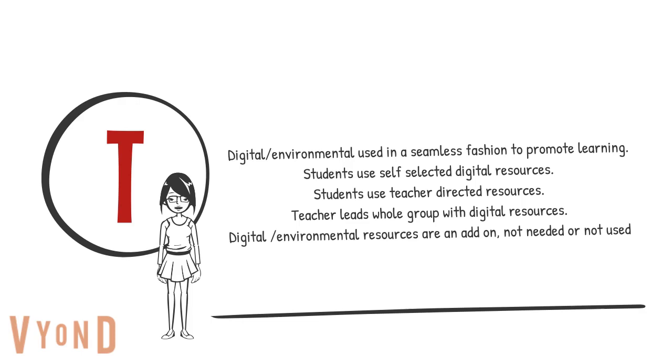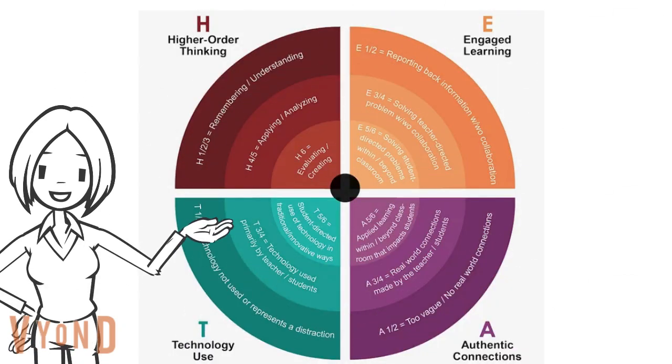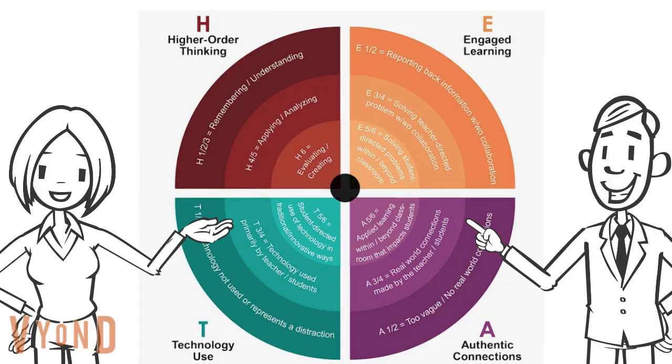The mid-levels have students using teacher-directed resources or has the teacher leading whole group learning with digital or environmental resources. This can include the teacher leading whole group with an interactive whiteboard. While the lowest levels have students not using resources, not having resources directly connected to the learning, or having resources simply added onto the task. This framework gives way to improve student achievement and improve teaching. The graphic has the highest orders in the middle and the lowest orders on the outer edges.